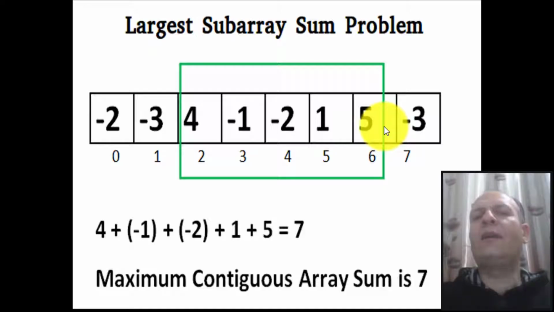يبقى عندي 8 sub arrays of length 1، عندي 7 sub arrays of length 2، عندي 6 sub arrays of length 3 اللي هو أول 3 ومن 1 ل 3، وبعدين من 2 ل 4 وبعدين من 3 ل 5 وبعدين من 4 ل 6 وبعدين من 5 ل 7. 6 sub arrays of length 3 and so on, and we have one sub array of length 8 which is the whole array.